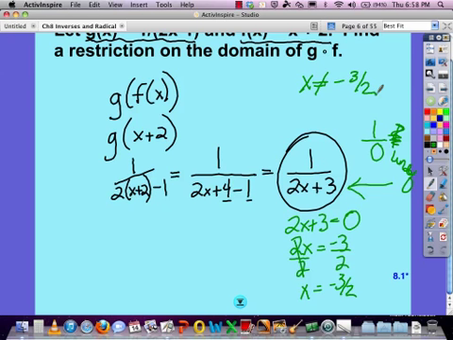You're going to have to watch out for that only when you have a fraction in your function. If you don't have a fraction and everything looks to be in the numerator or looks to be a whole number, then you should be good.